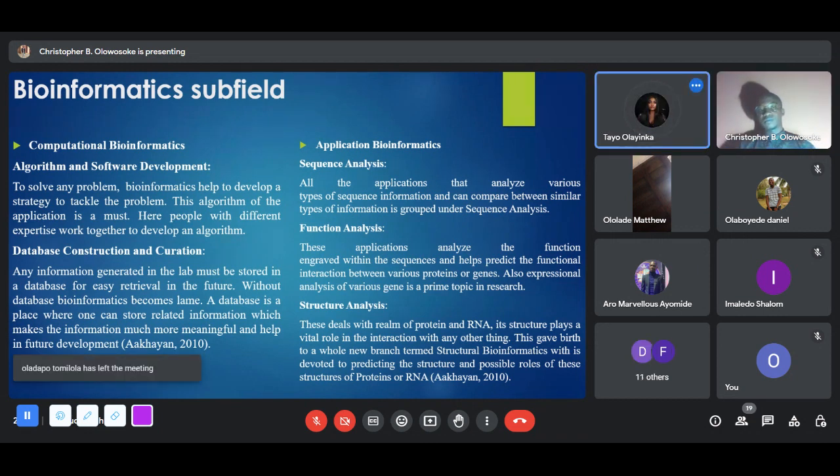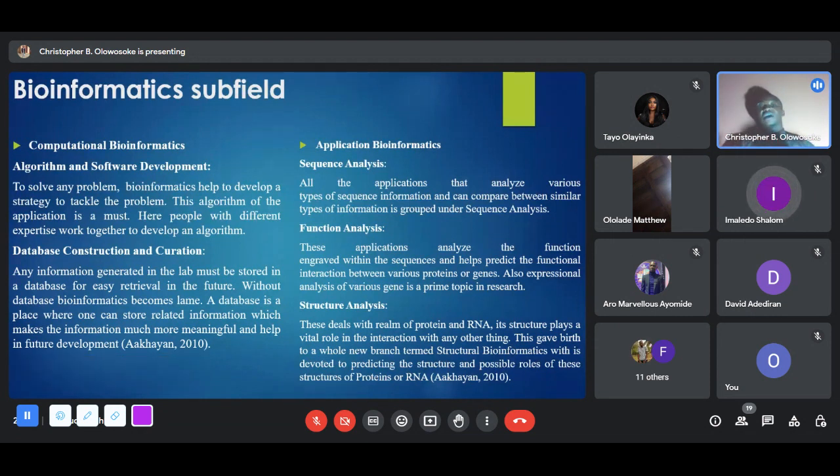Yes, sir. So, using bioinformatics, functional analysis like expression, how a gene is interpreted, how a gene is being expressed, how a protein is being expressed. With function analysis, you can conduct this in the comfort of your house or in your room.